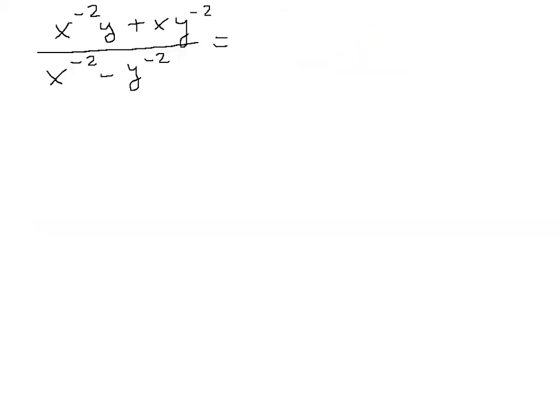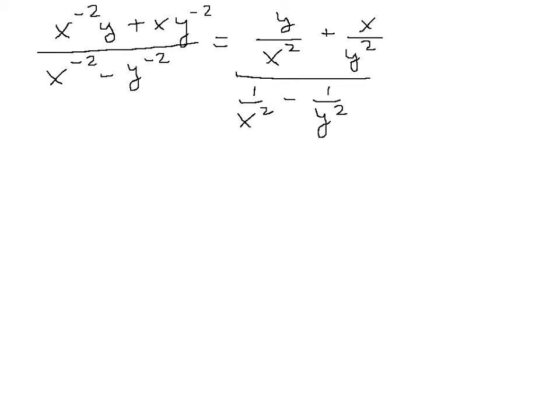So in this problem we're going to get into a little bit of everything. And it's a long problem, but each of the individual steps is pretty simple. So first I'm going to deal with the negative exponents. And I'm going to write this as y over x squared plus x over y squared all over 1 over x squared minus 1 over y squared. So here's my complex fraction.